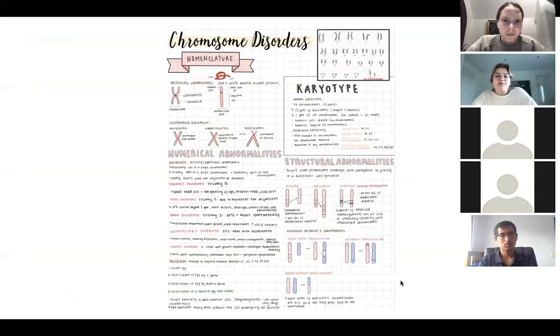Yeah, and I was really bored in ISO last year, and I used to make these little 1-page summaries. So this is a 1-page summary I made of chromosome disorders. It's basically got everything important you might need. So yeah, that's it.